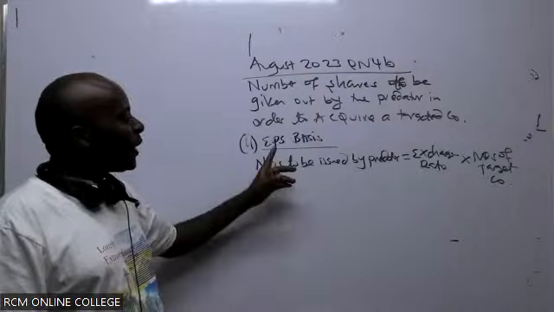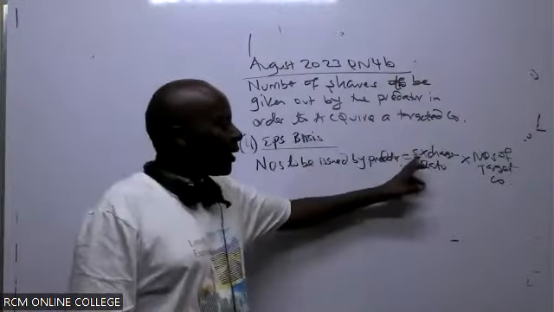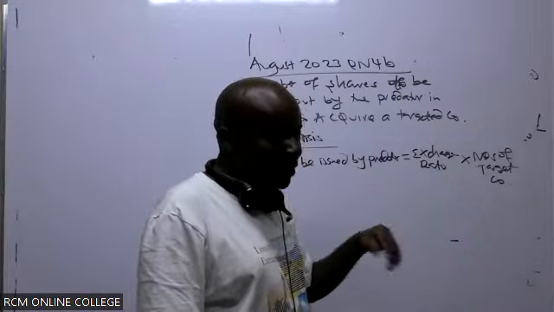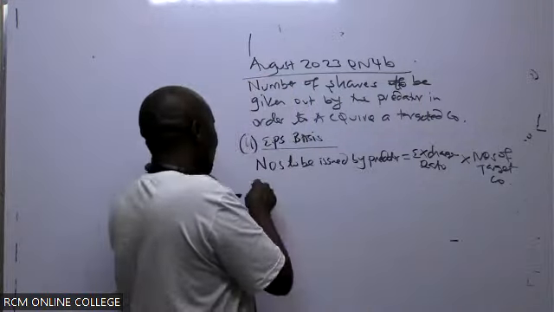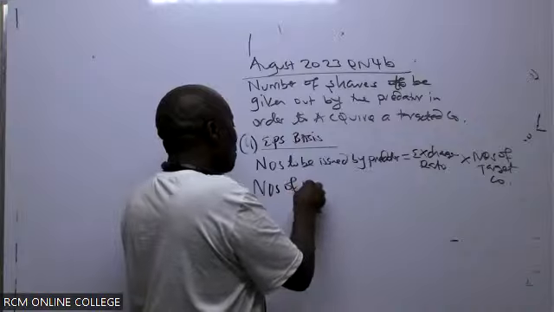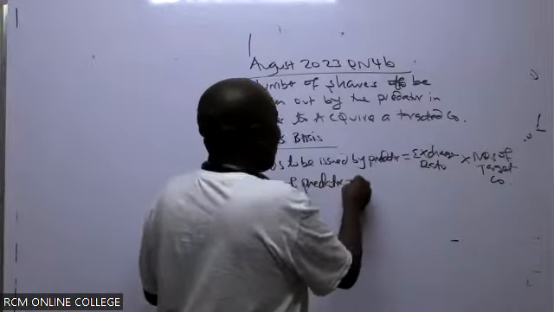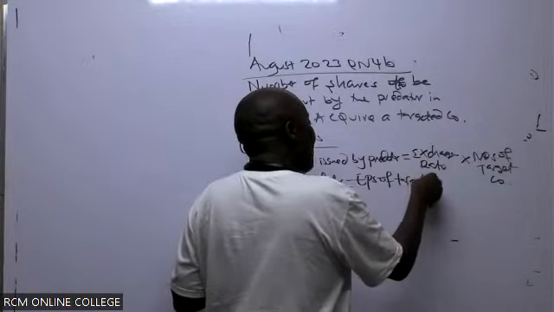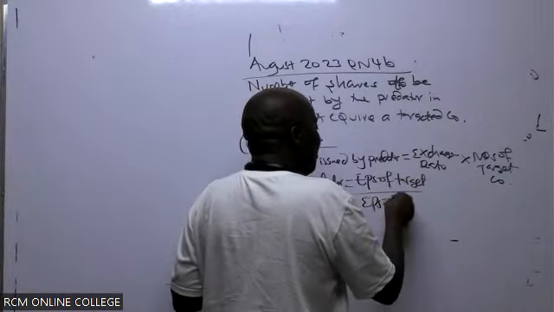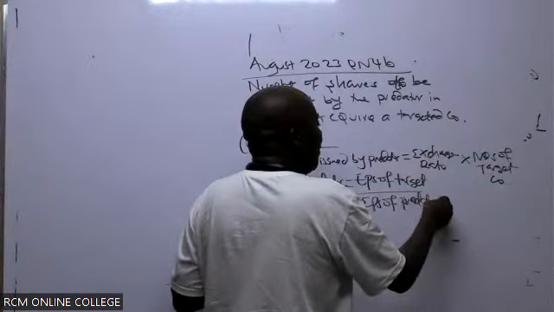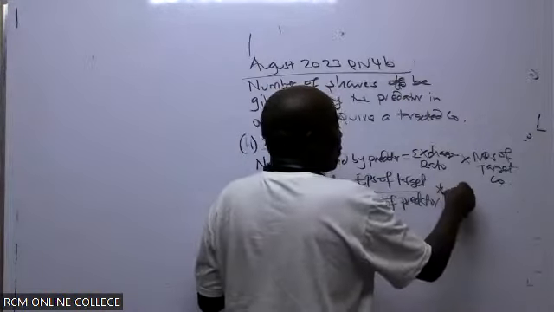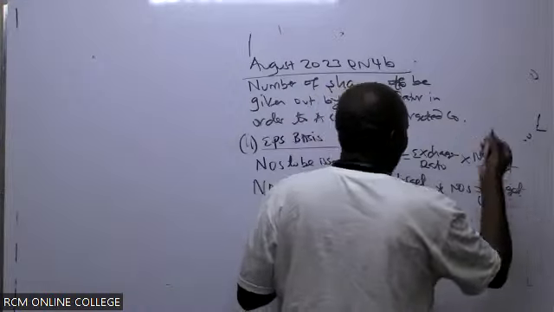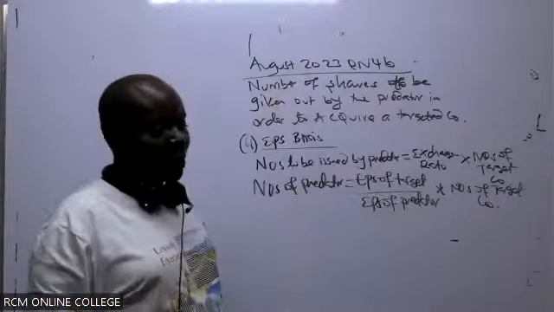In Roman 2, they want us to use EPS to calculate our exchange ratio. EPS, very easy. So in short, the NOS of the predator will be equal to the EPS of the target over the EPS of the predator, times the NOS of the targeted company. Right like that.